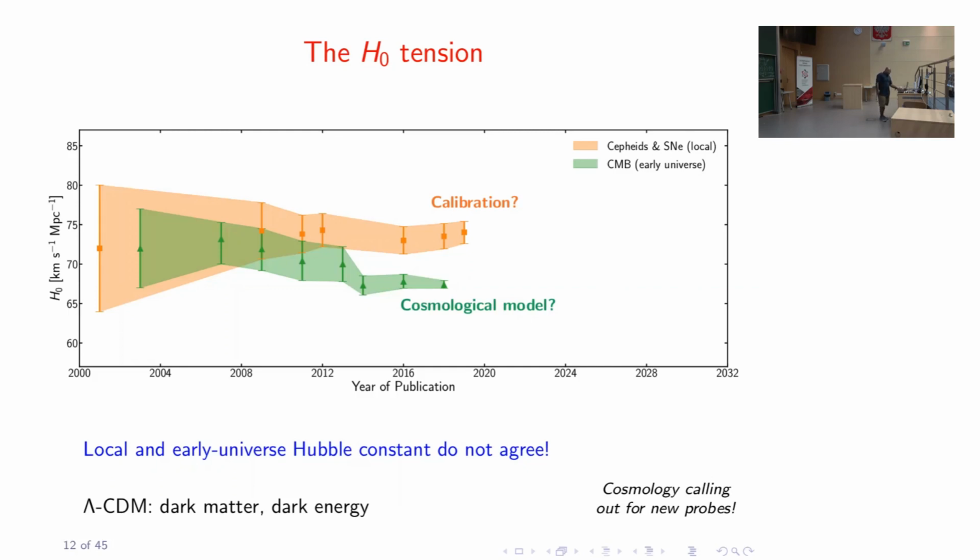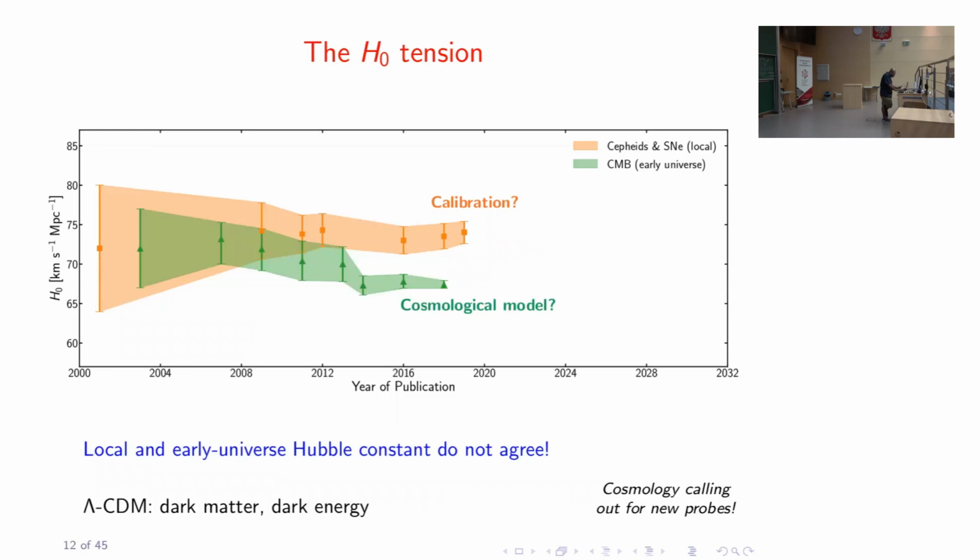This could be either due to some error in calibration, or it could also be due to a lack of understanding in the cosmological model, which went into the extrapolation of the CMB results from the early universe to the present epoch. So in some sense, cosmology is calling out for new probes, and gravitational waves are a new probe, in which standard sirens may be the standard science.